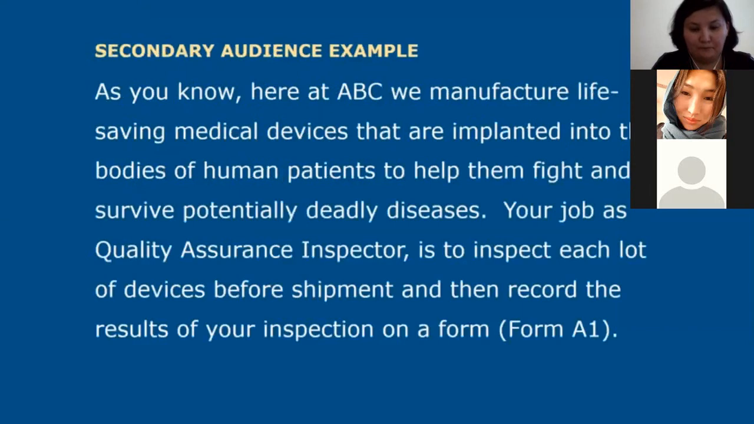By contrast, an employer writing for the secondary audience will explain the problem, describe the impact, and avoid jargon as follows. As you know, here at ABC, we manufacture life-saving medical devices that are implanted into the bodies of human patients to help them fight and survive potentially deadly diseases. Your job as a quality insurance inspector is to inspect each lot of devices before shipment and then record the results of your inspection on a Form A1.